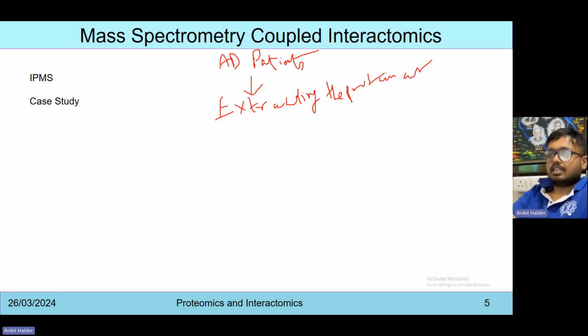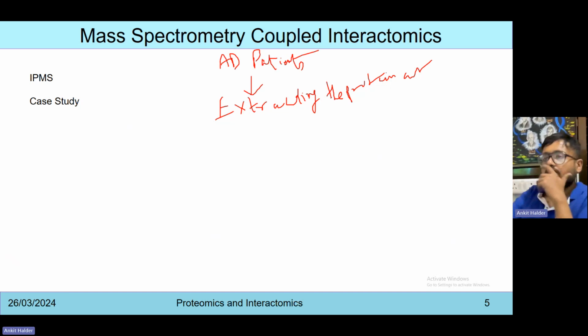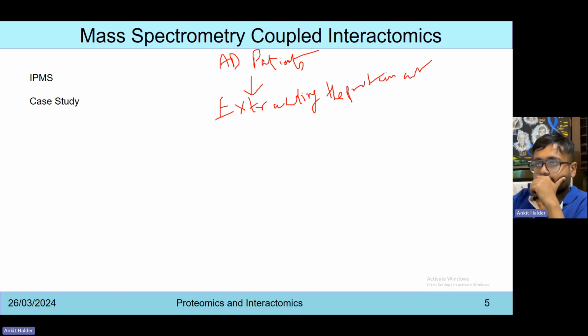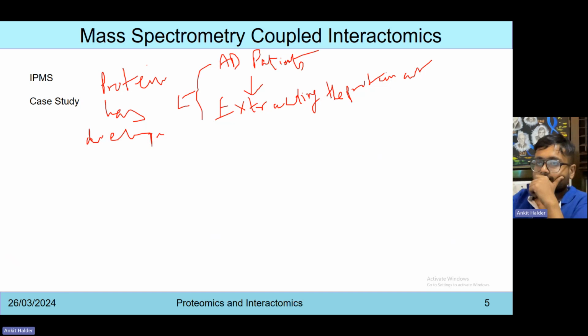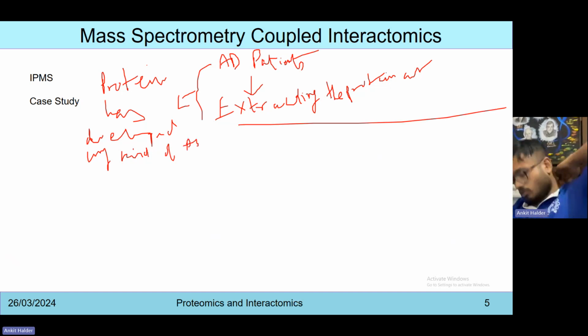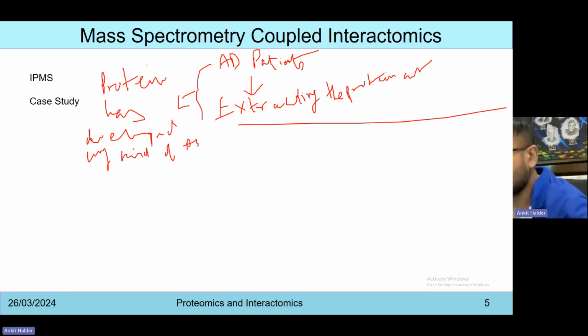Okay, so 80 patients and then extracting the patient proteins out. So why is it so? Because if any protein has developed any kind of antibody, so these are those proteins. Among those proteins only, the antibodies will be generated, right?